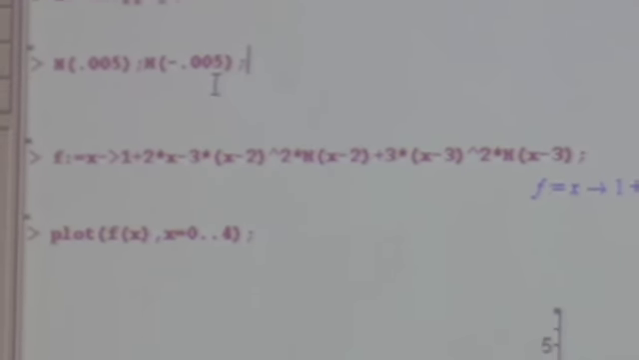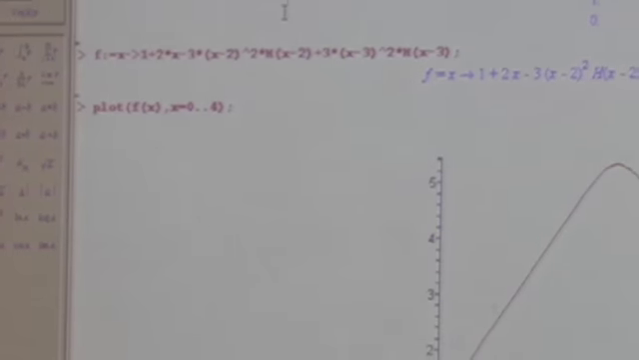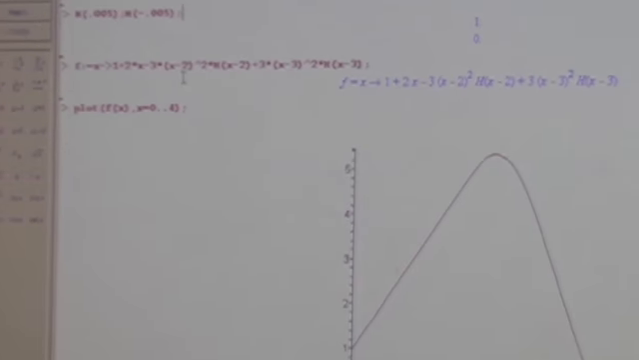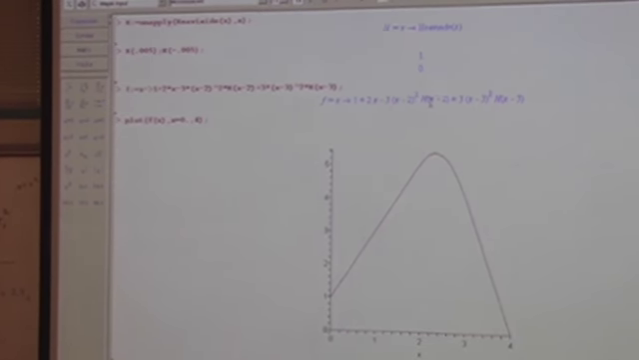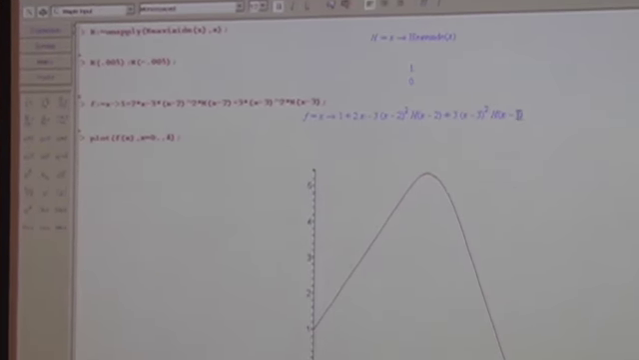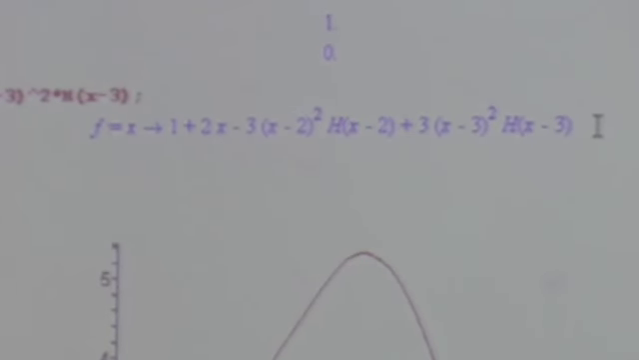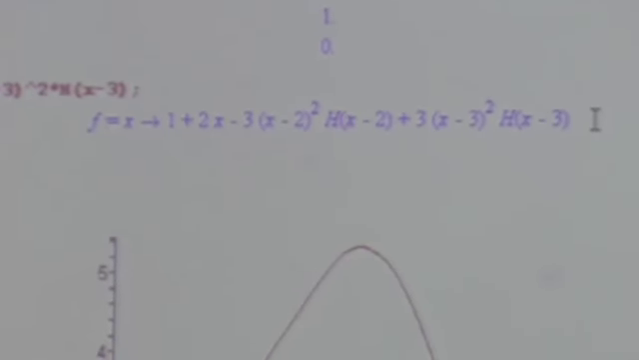So I'm just checking to make sure I got the right function. H of 0.005 is 1. H of negative 0.005 is 0. All right, so my function's working, and I plug it in. 1 plus 2x minus 3x minus 2 squared h of x minus 2 plus 3x minus 3 squared h of x minus 3. A different one. And then I plotted it. So that's continuous and has 2 continuous derivatives.